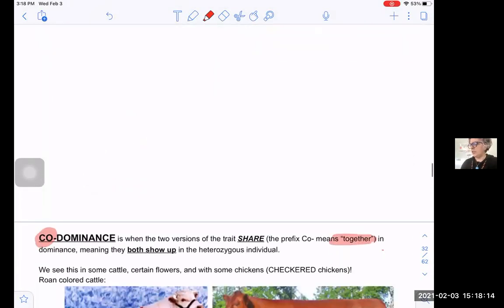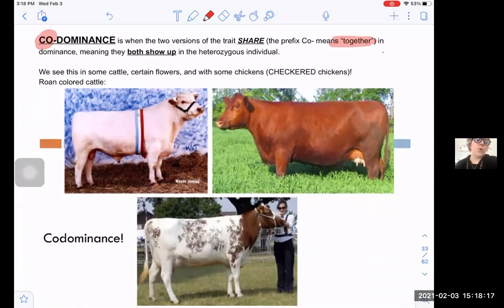Now we're going to move on to talk about something called co-dominance. The prefix co means together. If you have a co-worker, that's somebody that you work with. If you cohabitate with somebody, that's somebody you live with. If you cooperate with somebody, that means you're operating together with somebody. Usually that means you're working well together. So in co-dominance, instead of neither color being dominant, they share in dominance. That means both versions show up in the heterozygous.